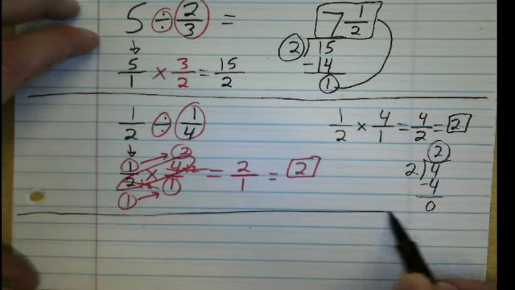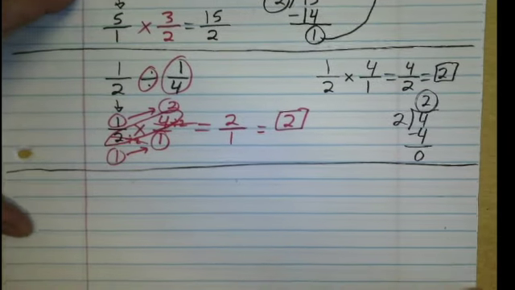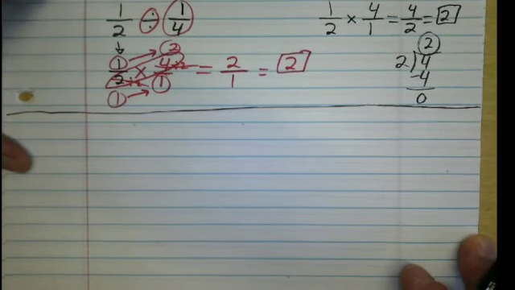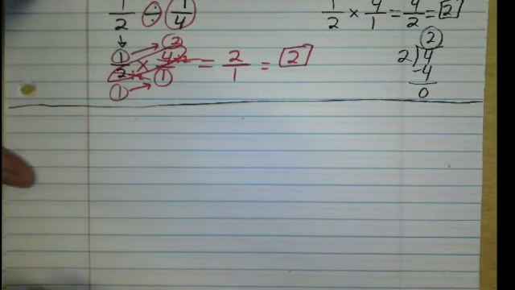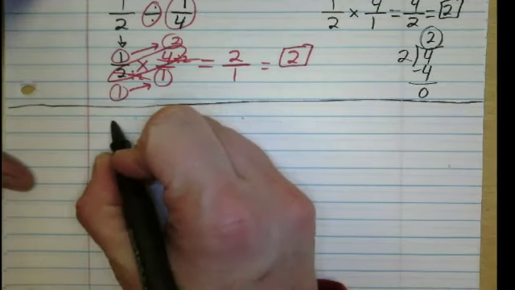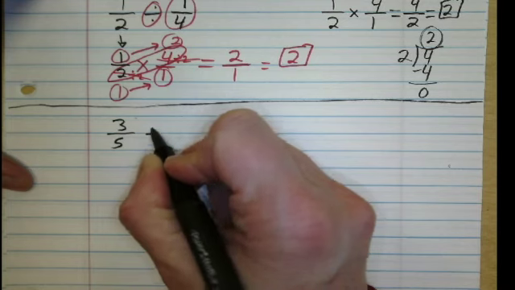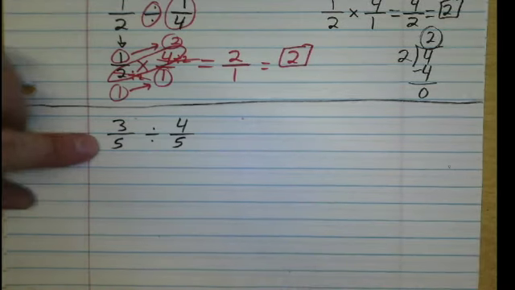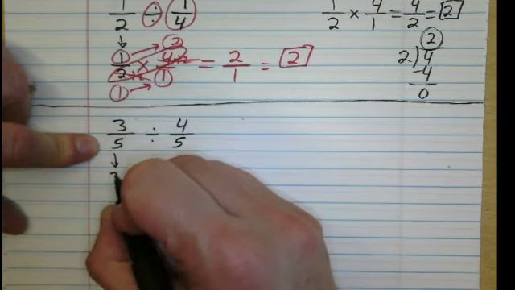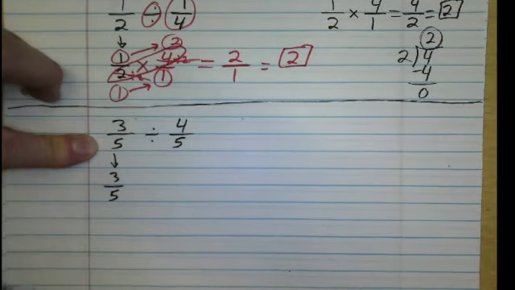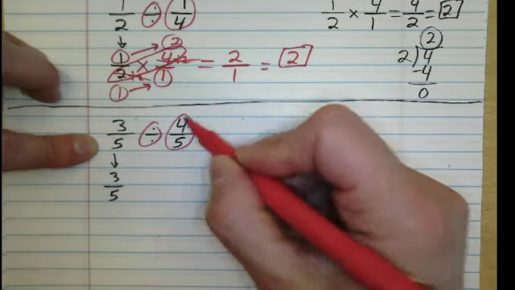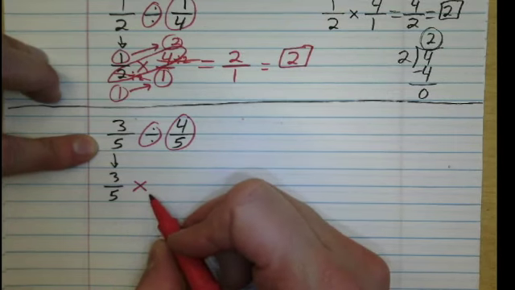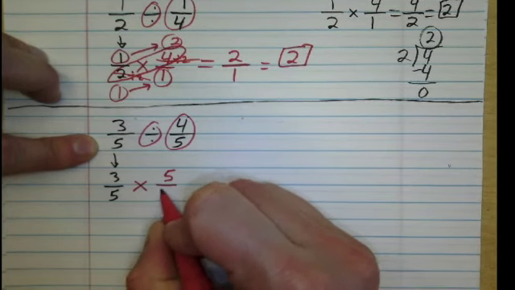Try another example. 3/5 divided by 4/5. 3/5 divided by 4/5. So you're starting to notice the pattern. The 3/5, the first one, kind of stays the same. That's our total. Instead of dividing by 4/5, we're going to multiply by its reciprocal, which is 5/4.